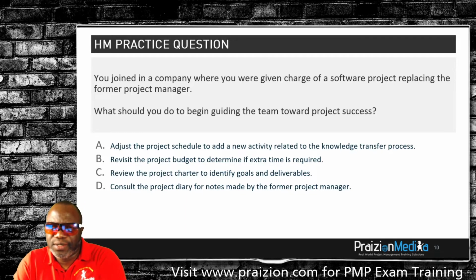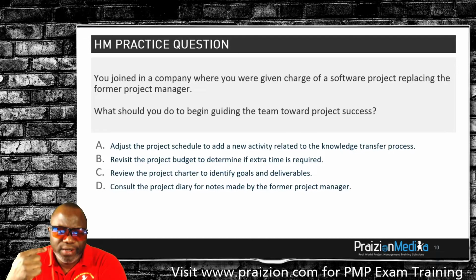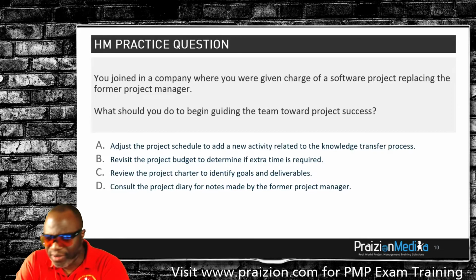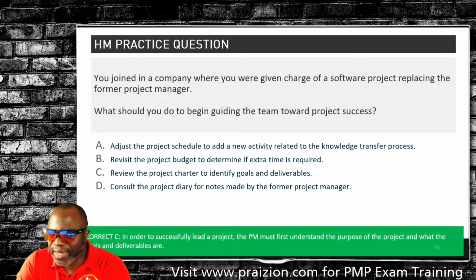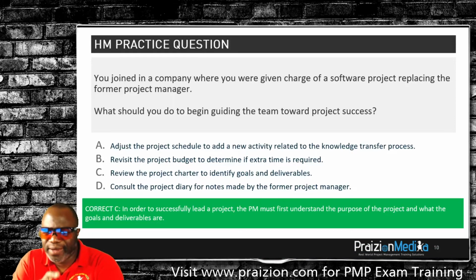So the answer to this should be obvious. Thinking as a project manager, what is the first thing I should do coming into a project? Do I just want to start turning stuff upside down and saying this is rubbish, this is nonsense, what on earth did she do, what did he do? No, probably not. The first thing you want to do is review your charter. Make sure that the charter is clear and concise. You've identified the goals. In order to successfully lead a project, the PM should first understand the project. What are the goals? What are the deliverables?